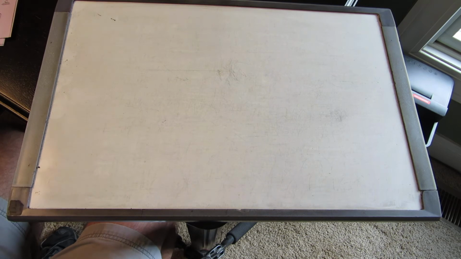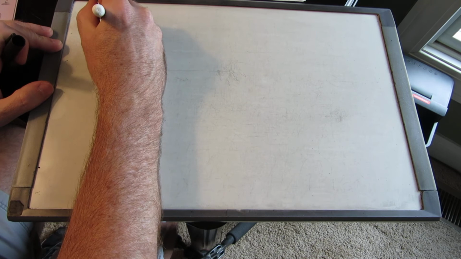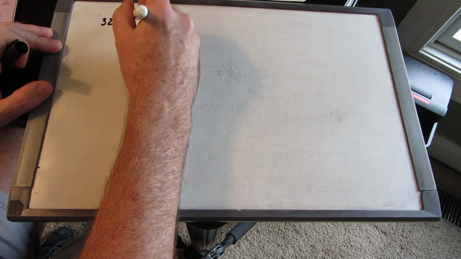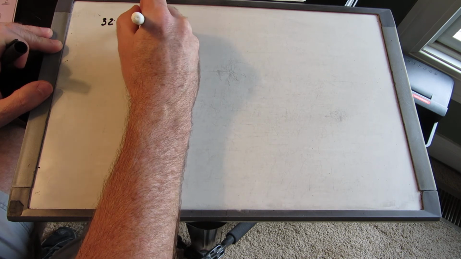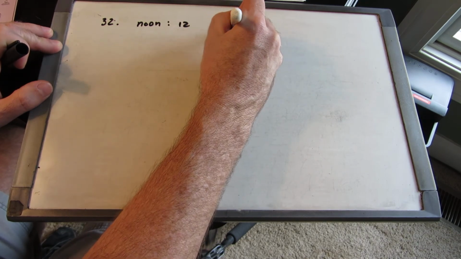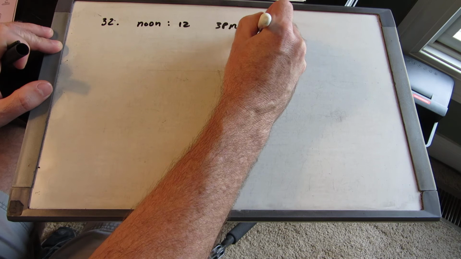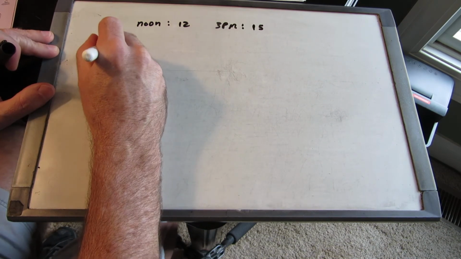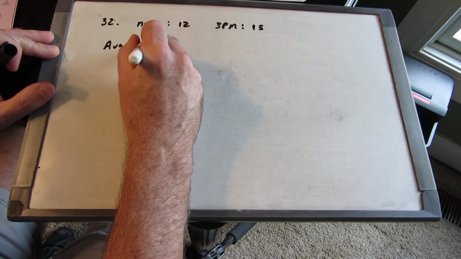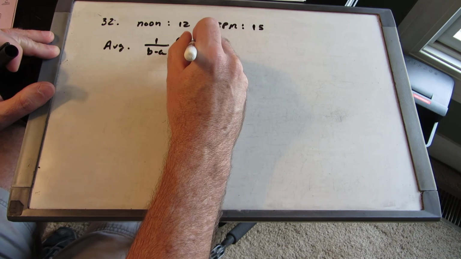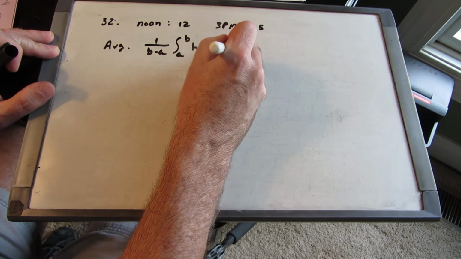Okay, so we've got to realize on that, if you want to know average, you've got to remember the average value formula. So what that tells us, first of all, if midnight is 0, then noon has to be 12. And 3 p.m., then if noon is 12, then 3 p.m. is 15 hours. So to get the average value, it's 1 over b minus a, and then we integrate from a to b of h of t dt.